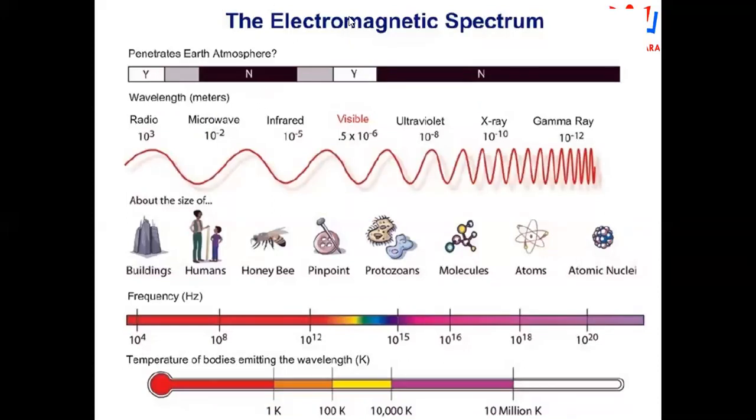Now consider some of the electromagnetic spectrums here. See the diagram. This is 10 power 3, 10 power minus 2, 10 power minus 5. This is infrared technology. This is the visible range, 0.5 into 10 power minus 6. Ultraviolet, X-ray, gamma ray. So this is the spectrum.